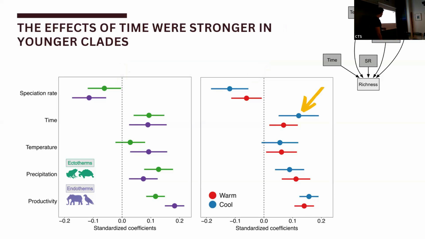We also found that time had some positive effects, but the strongest effects were observed in clades that appear in cool periods. What's interesting here is that these clades are much younger. They appeared around 30 million years ago onwards. So it might show that time plays a role, and they might not have yet reached equilibrium.